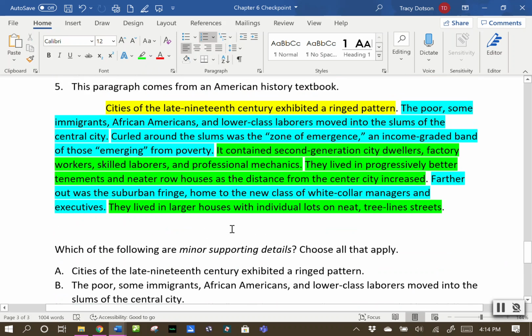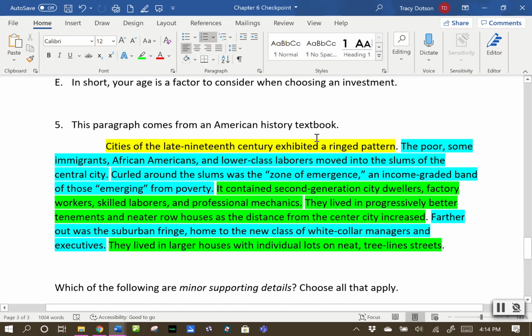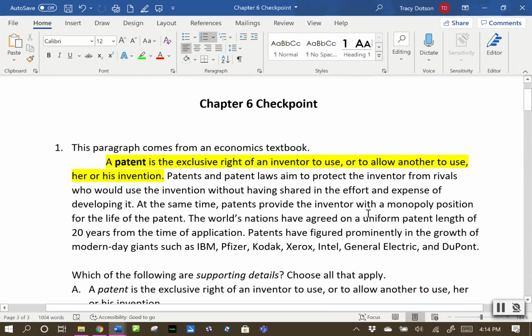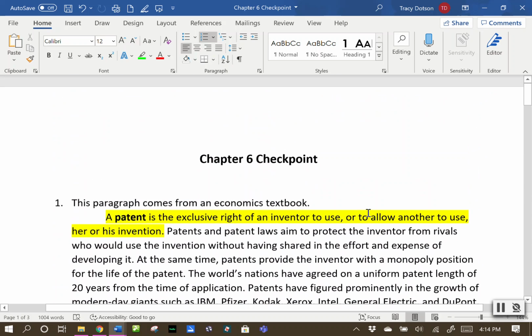All right? So hopefully that breaks down the paragraph, shows you where the main idea can be, where the major details are, and then where the minor details are. All right? So in this video, that was Chapter 6 Checkpoint. In the next video, I'm going to go over Test Your Understanding Part 1 for Chapter 6.